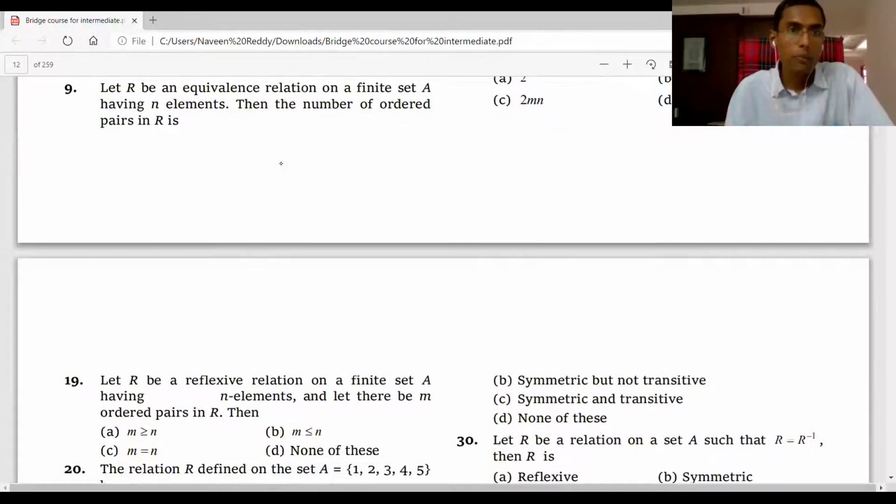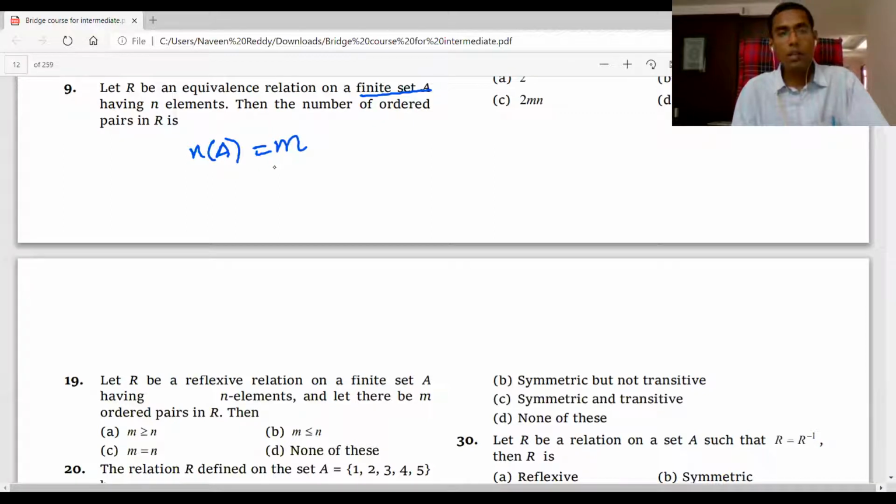Question number 9. Let R be an equivalence relation on finite set A having n elements. Then the number of ordered pairs in R. Here, on finite set A, let's say n(A) is the number of elements in A.